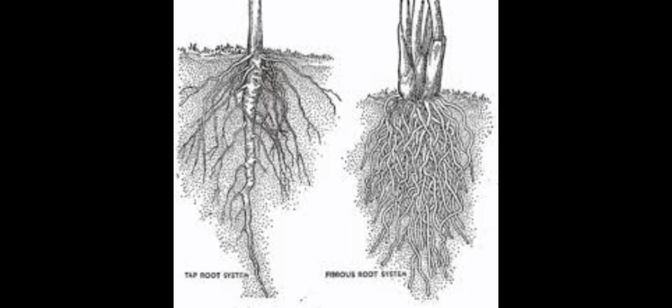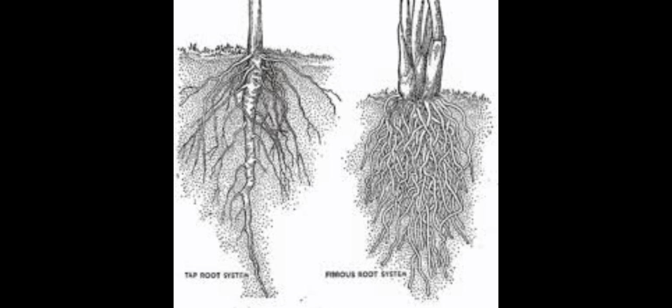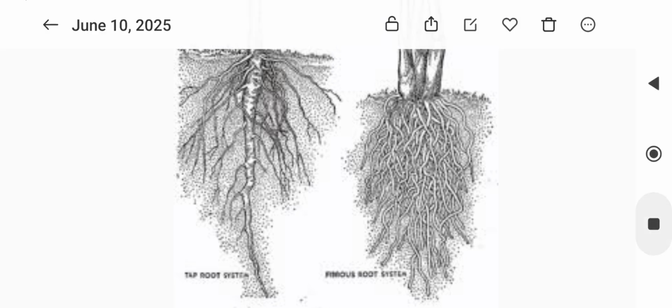But in the case of the fibrous root system, there is no main root. All the roots originate from the base of the stem. Clear? So this is the little differentiation between the taproot and fibrous root system. Clear?